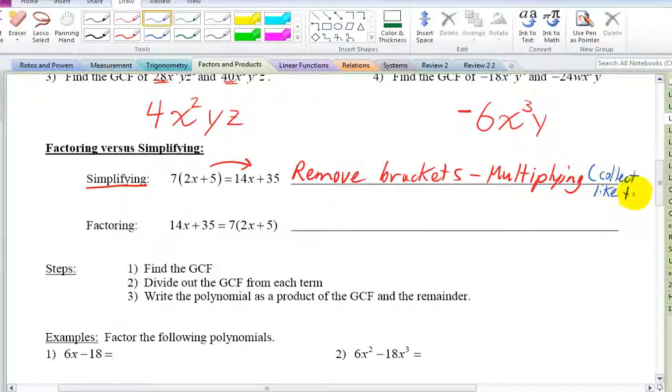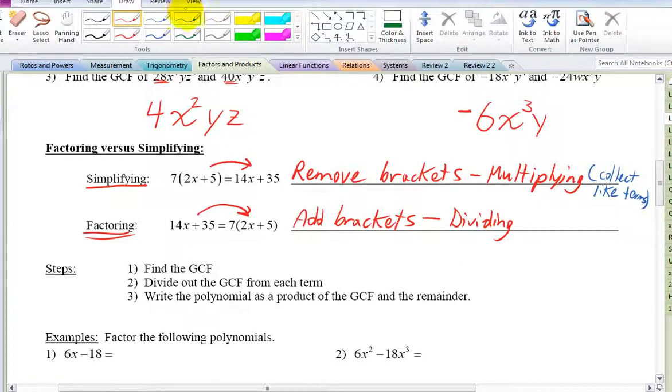Whereas for the word factoring, you have to add brackets. And we do that by dividing. Okay. So one is adding brackets for factoring, and the other one is removing brackets for simplifying. So look for that in your vocab. Sorry, not in your vocab. Look for that in your instructions.